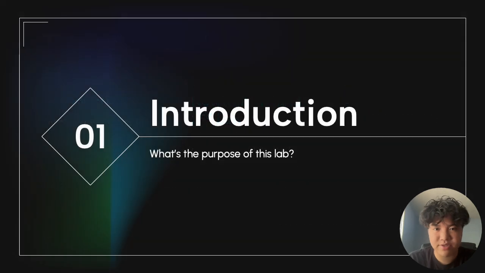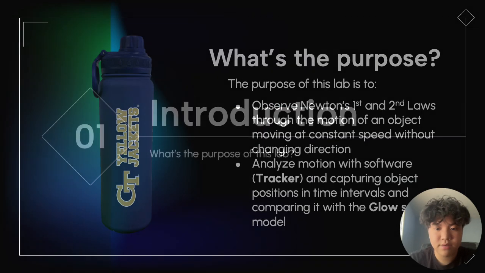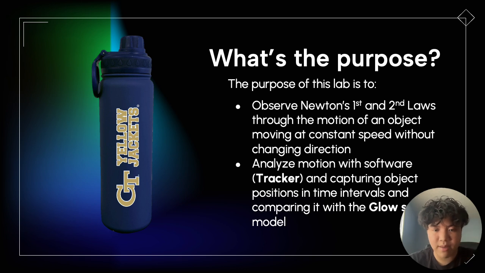Now, what is the purpose of this lab? It's to observe Newton's first and second laws through motion of an object at constant speed without changing any direction. And we're going to analyze this through my water bottle rolling on a desk in a software called Tracker and capturing the time intervals and comparing it with the GlowScript computational model.